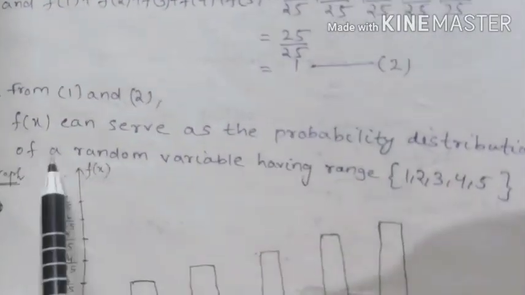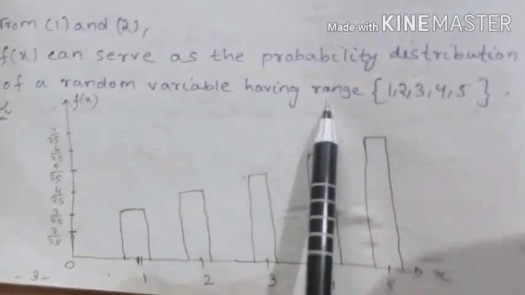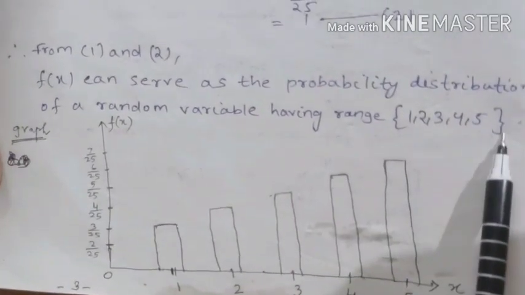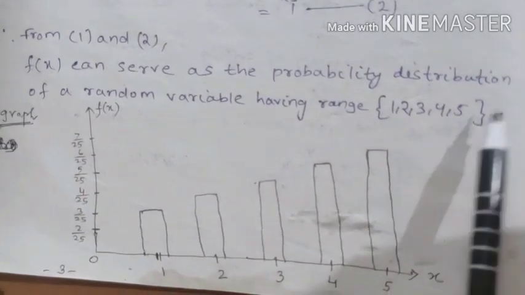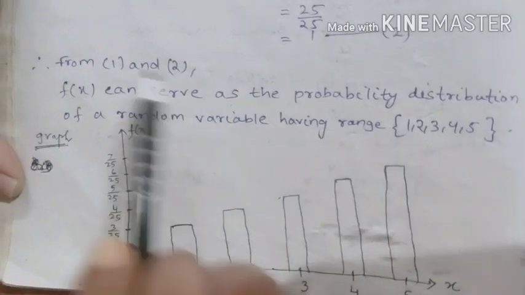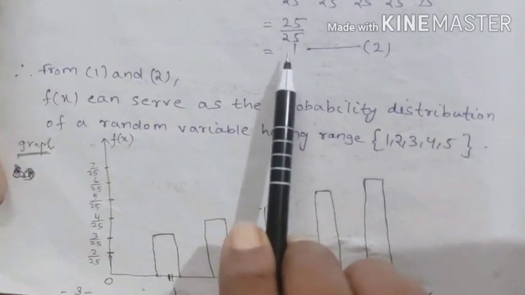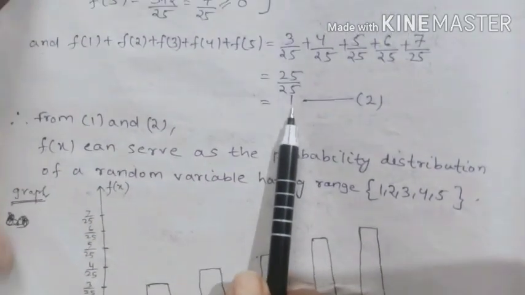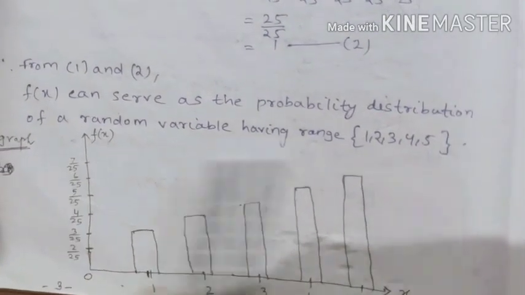That means f of x serves as the probability distribution of a random variable having range 1, 2, 3, 4, 5. So how can you find the range of the random variable? We have to discuss that next. Whenever the range is given and the total of the functional values, the whole summation, equals 1, that's why we say f of x is a probability distribution of a random variable.